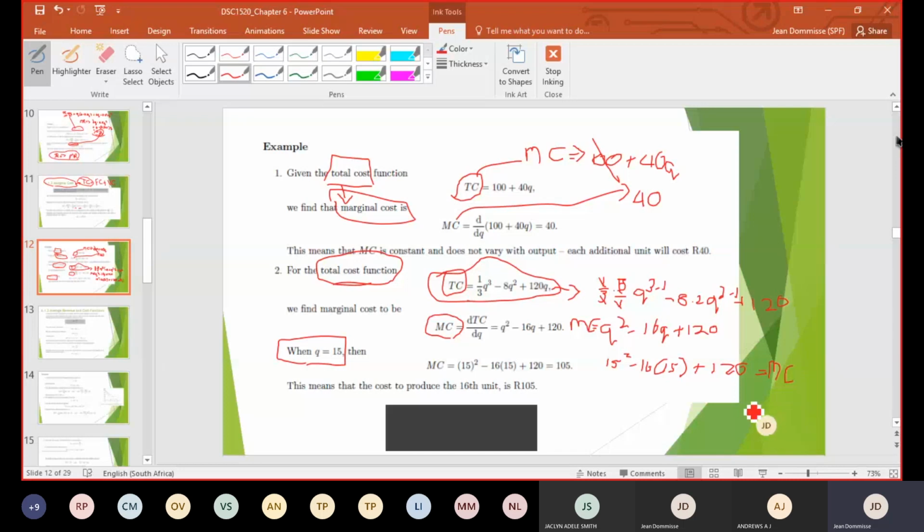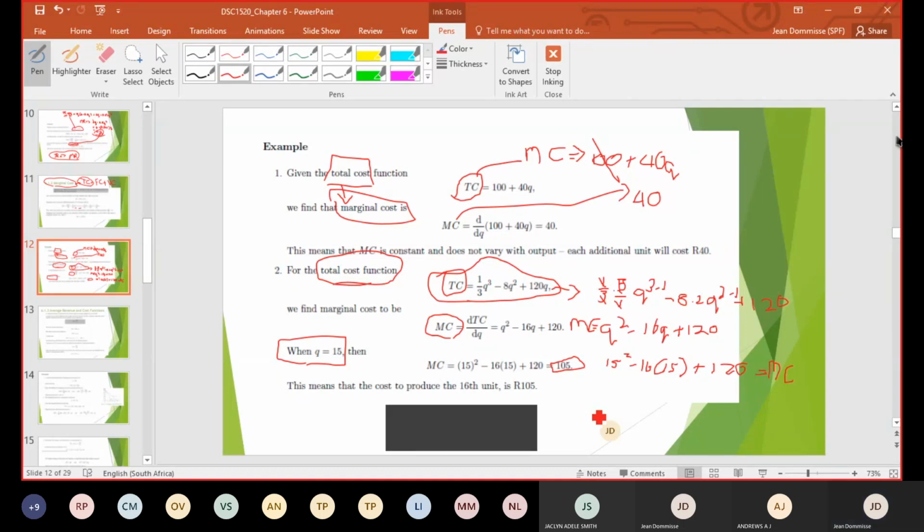Okay, so don't go into any factorization or anything like that. They tell you the marginal cost that you need to calculate when Q is 15. So we know now that the marginal cost, if we calculate that out, is 105.